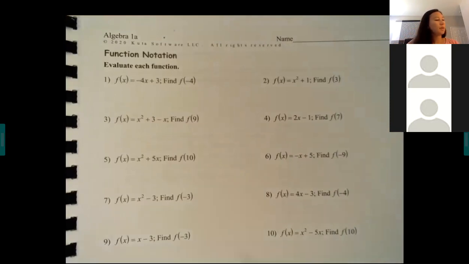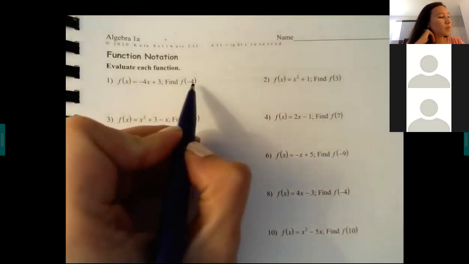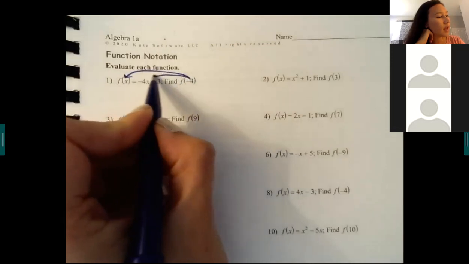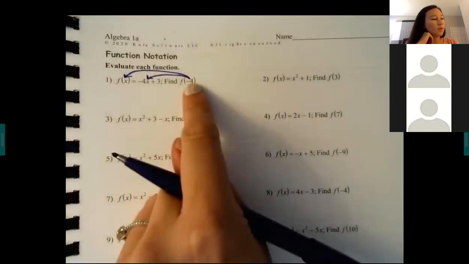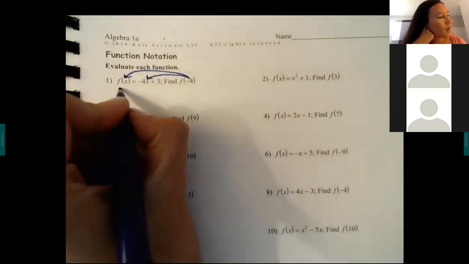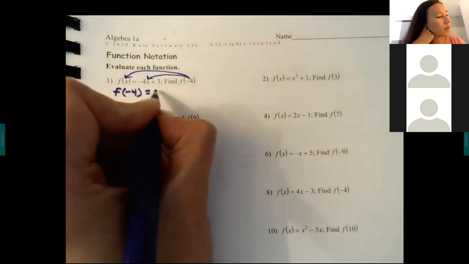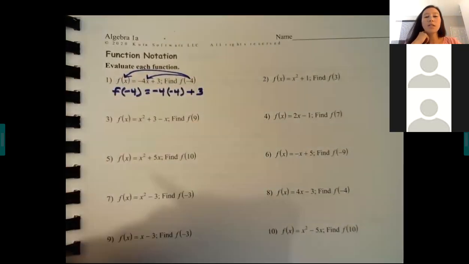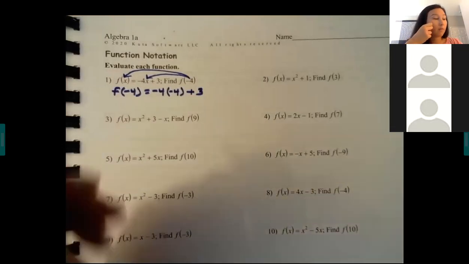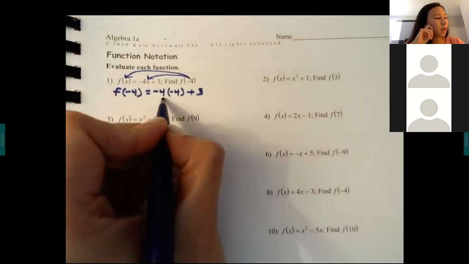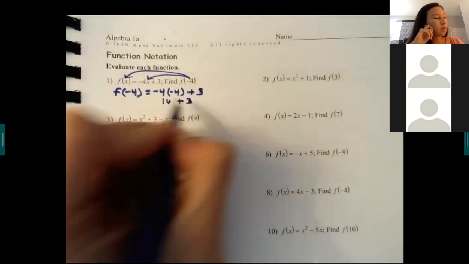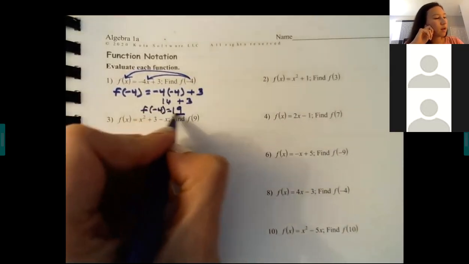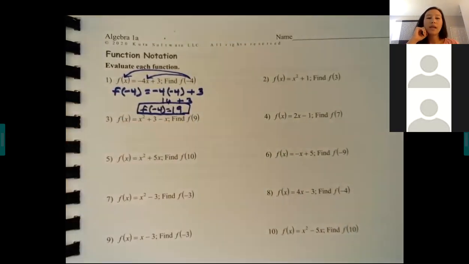Okay, so just like we saw in our notes, f of x equals negative 4x plus 3. Find f of negative 4. So that means we're just going to plug in negative 4 for this x and for this x. So we're trying to find the output when x is negative 4. So f of negative 4 equals negative 4 times x, though, which is negative 4, plus 3. And then we just simplify. So negative 4 times negative 4 is 16, and 16 plus 3 is 19. So f of negative 4 equals 19.